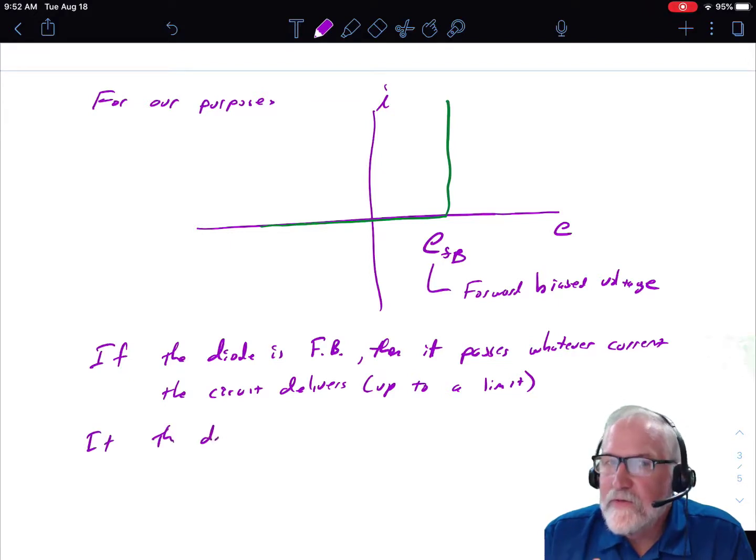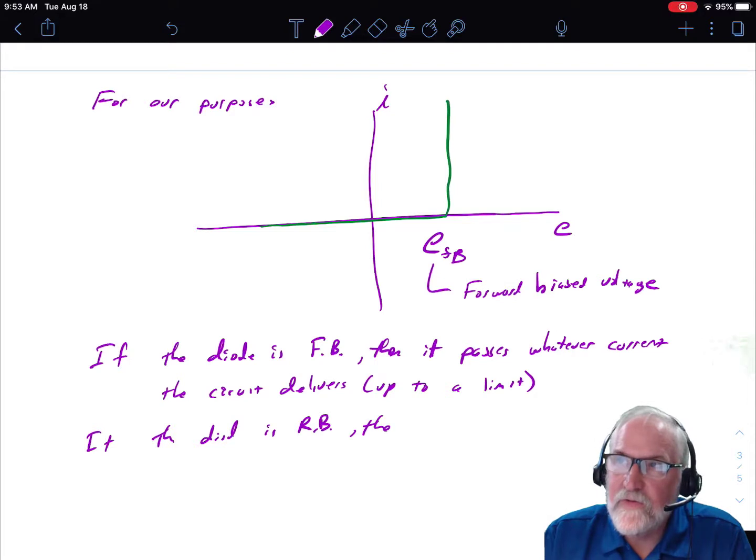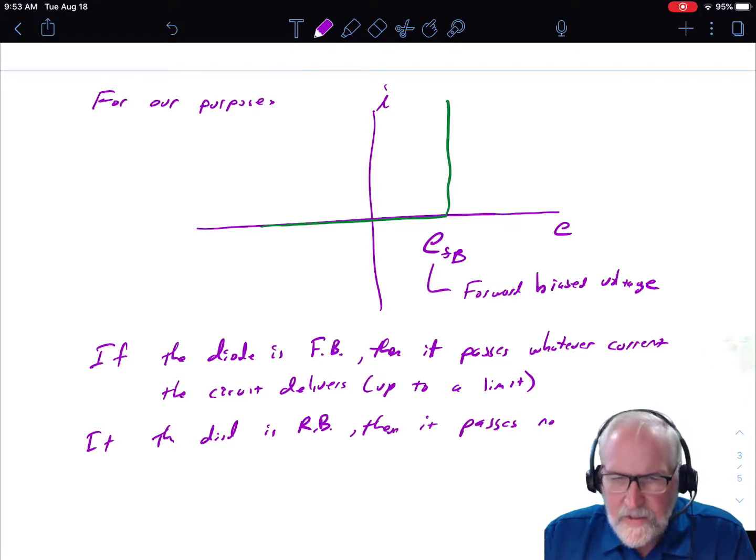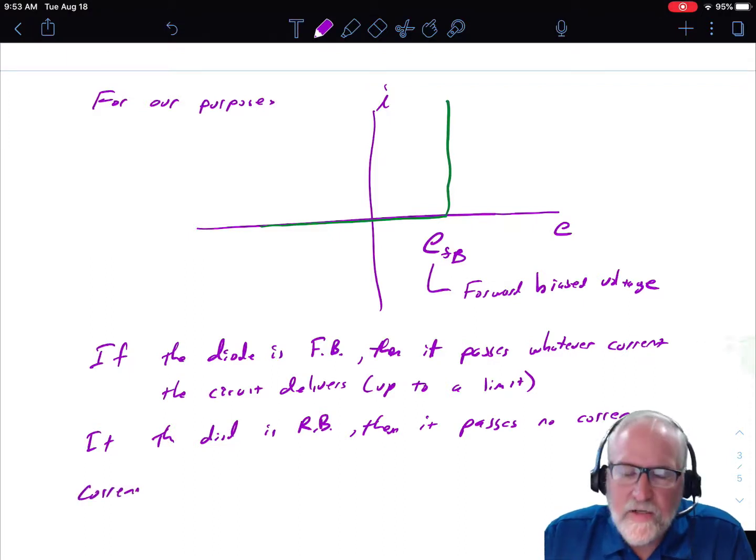Okay, but notice that there's nothing to the right of the forward bias voltage on our characteristic, and that's an important thing to realize. It can lead to what is kind of a contradiction if you're not careful, but it helps us understand how these things work.